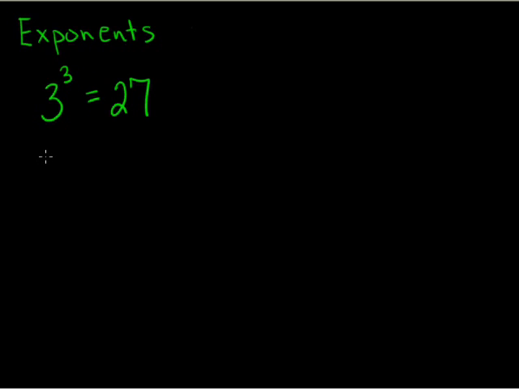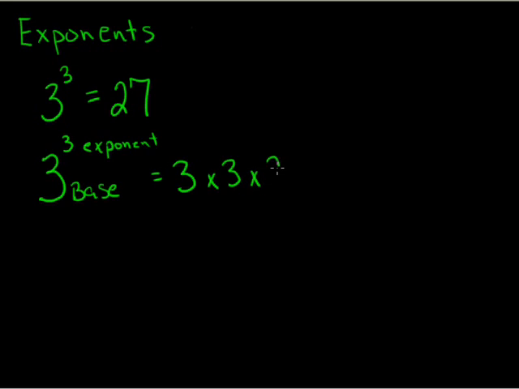Let's break down what 3 to the third power means. Now, in 3 to the third, the large or normally written number there at the bottom is called your base number. And then the number at the top, which is written nice and small in the upper right-hand corner, is called the exponent. And what that means is that you're going to multiply 3 times itself 3 times. So that means 3 times 3 times 3.